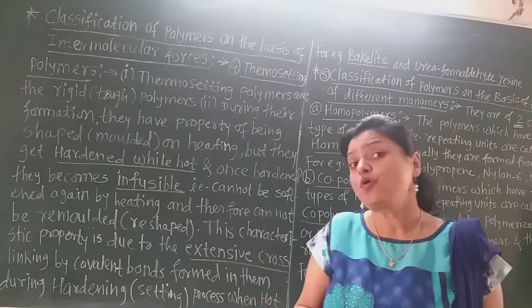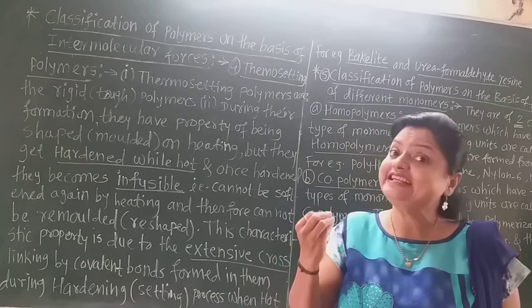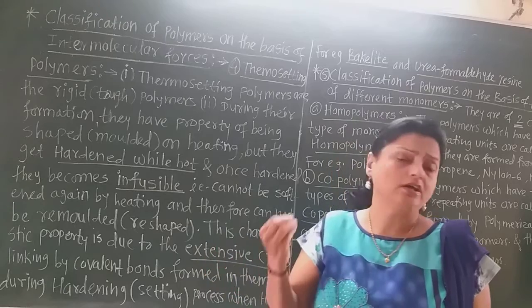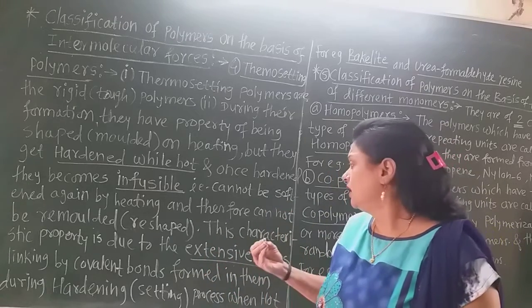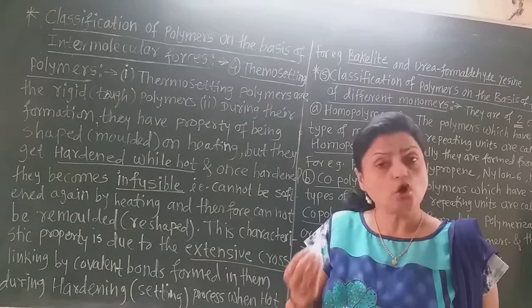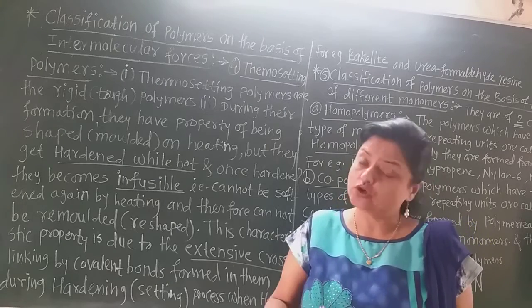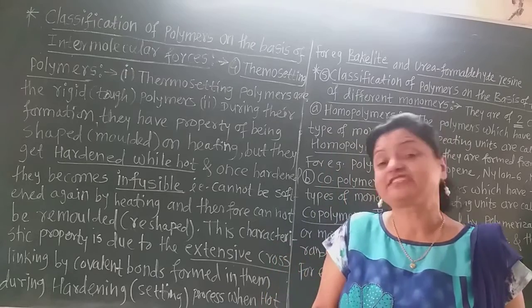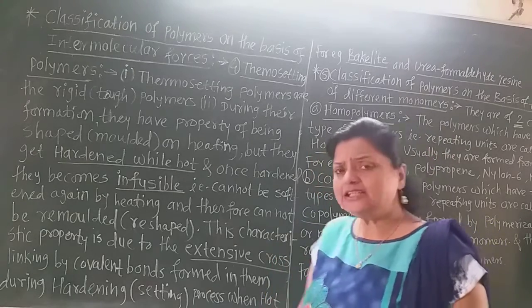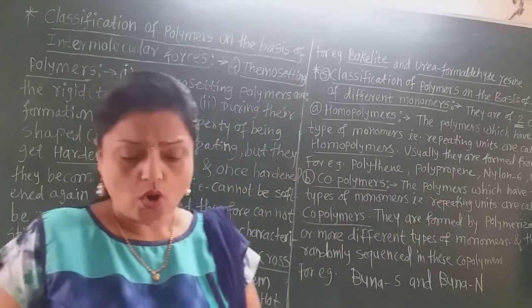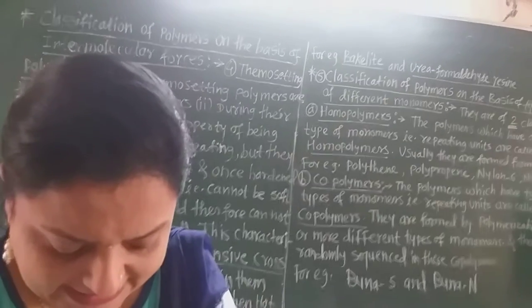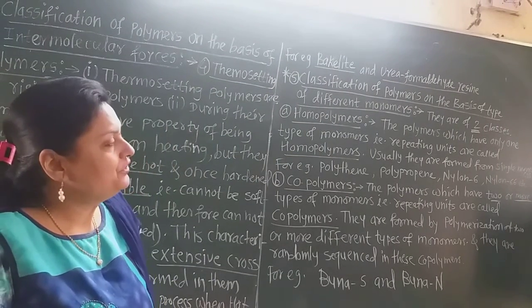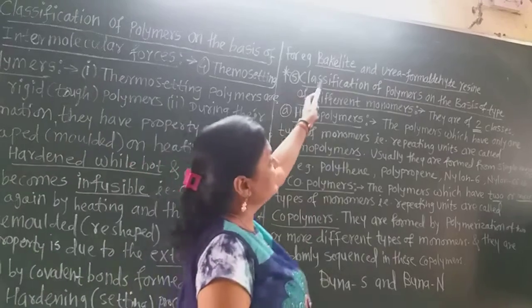It is due to this reason, the extensive cross-linking between the covalent bonds of their molecules, that remolding is not possible once they are molded, shaped or set. The property is due to the cross-linking of the covalent bonds, which is extensive in these polymers. And the best examples of these thermosetting plastics are bakelite and urea formaldehyde resins.